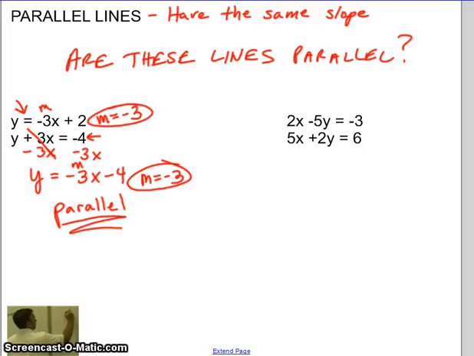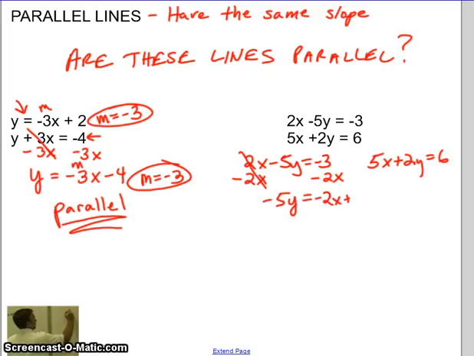Let's look at our second group of equations. Okay, we have 2x minus 5y equals negative 3. I'm going to split these up and solve for y in both. Alright, so the first one I have to get rid of the 2x. Left with negative 5y on the left. Oops. I have negative 2x and minus 3 divided by negative 5. And we get y equals negative 2 divided by negative 5 is 2 over 5.